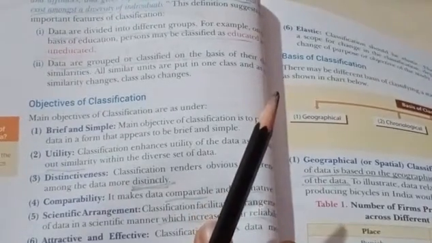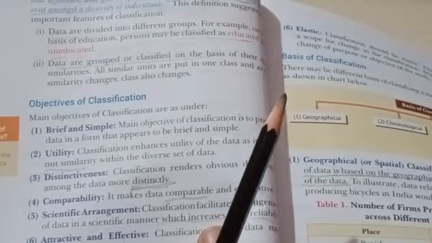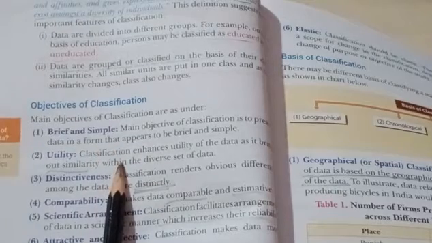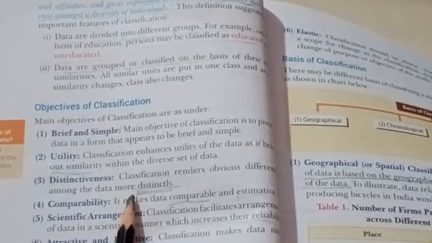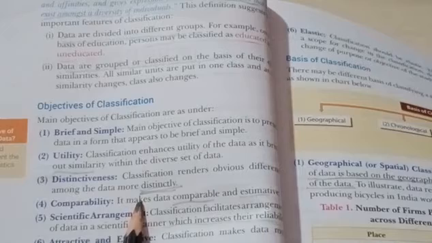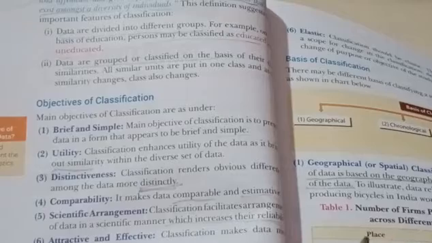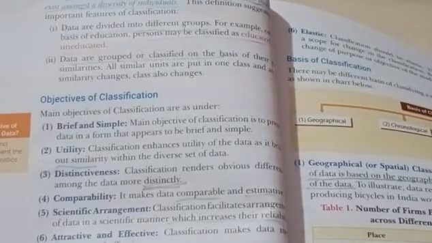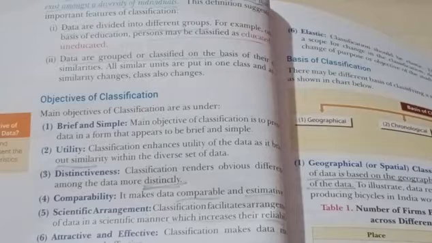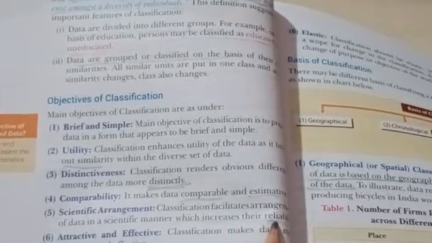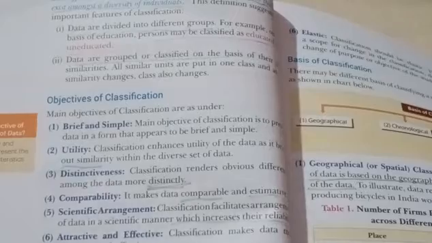What are the objectives of classification? The objective is first to make the study very simple and brief. Then the utility is we come to know the similarities of the data. In the same way we come to know the different features of the data. This type of data can be compared easily. This is a scientific way of presenting the data, which increases its reliability, and it becomes more attractive and effective.